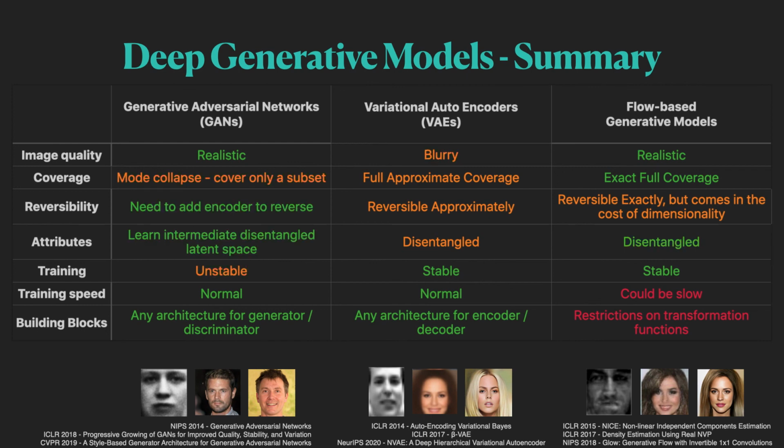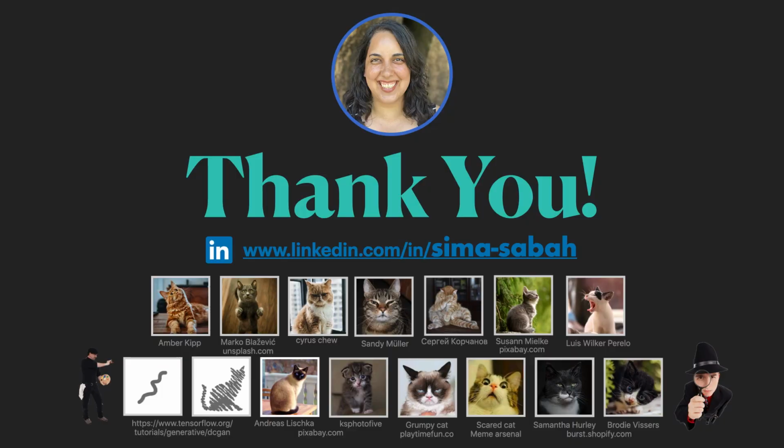The vast research on GANs helped them overcome most of the challenges, and I hope to see this happen for flows as well. So which one will you choose?